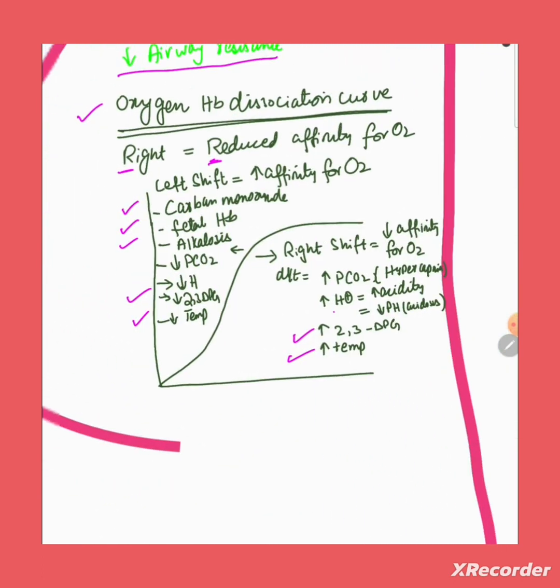Now the most important graph here is the oxygen dissociation curve, and R is for right and R is for reduced affinity for oxygen, such that when the curve moves towards the right, there will be decreased affinity for oxygen, and this occurs due to an increase in the partial pressure of carbon dioxide, which is because of hypercapnia, and when there are increased hydrogen ions which lead to increased acidity and decreased pH, and when there is an increase in 2,3-DPG, and when temperature increases, they lead to decreased affinity for oxygen.